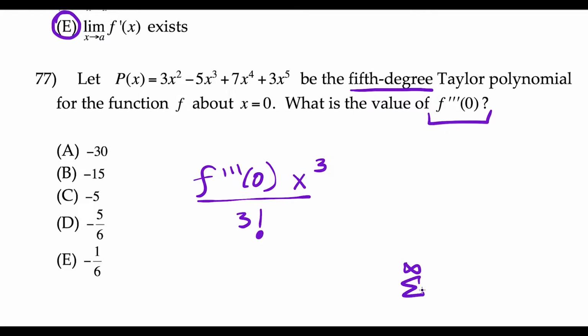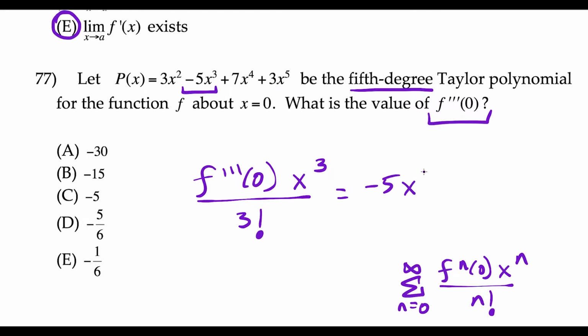So the formula in general, we would have the summation from n equals 0 to infinity, and we'd have the nth derivative at 0, x to the n over n factorial. So in this case, we're using n equals 3 for the degree 3 term. And then we just look at the actual Taylor polynomial and see the x to the third term is here. That's minus 5x to the third.